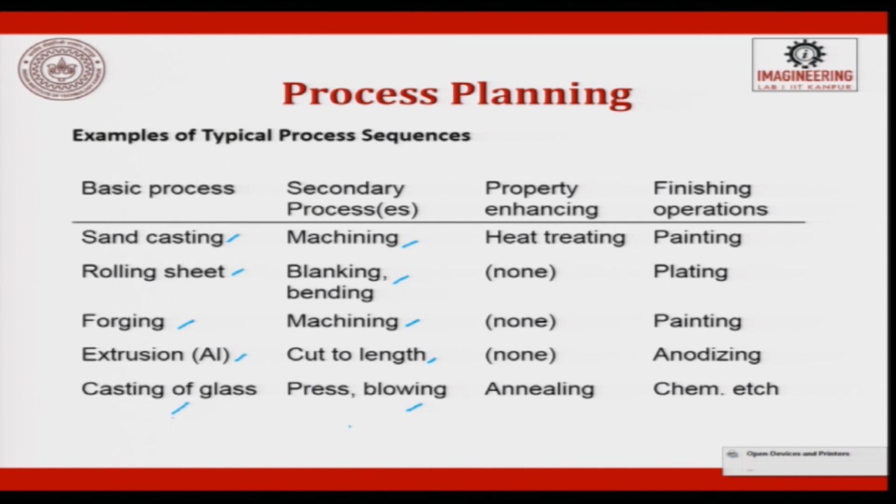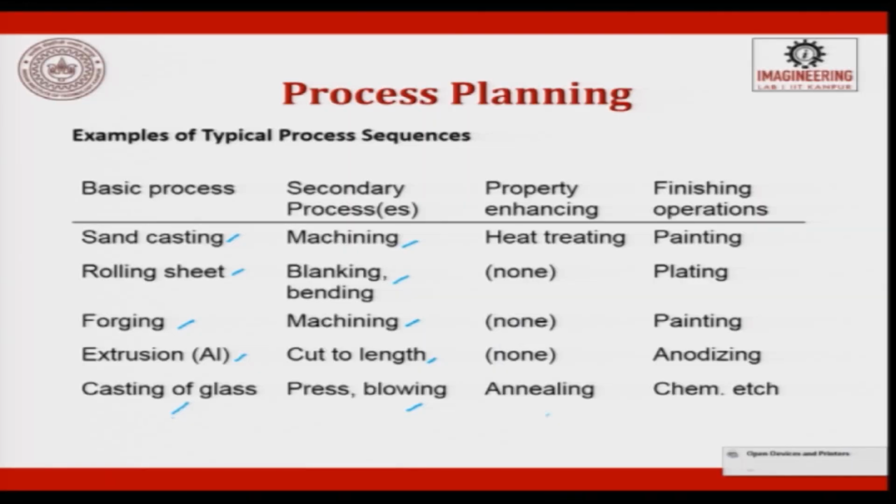So, blowing is if you want to make a glass bulb, incandescent bulb. So, what we do is we take glass and we blow glass. So, that is what is blowing. Press, it is nothing but making a petri dish. So, we press, put a globe, press it there. Okay. Property enhancement, heat treatment, annealing is also there. Painting, anodizing and other chemical etching processes are done to go towards the final product.